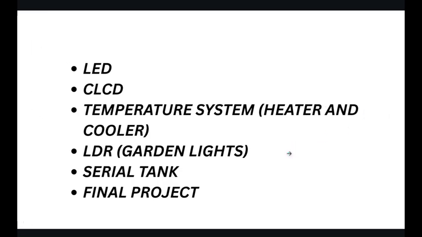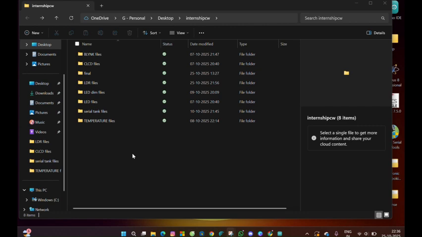As a part of project implementation, I've done the following projects. The first one is LED dimming, then CLCD, then a temperature system, which will be used as heater and cooler, LDR, which is used as a garden lights system, and serial tank. And then we've combined all of these projects to make our final project, which is home automation using Blynk. Here are the files which I've gathered at one place.